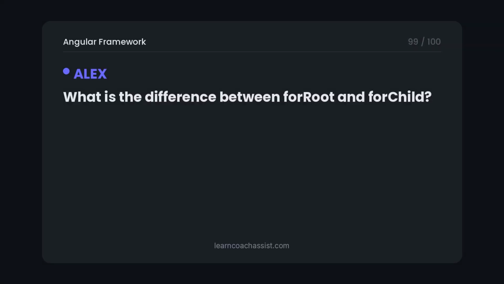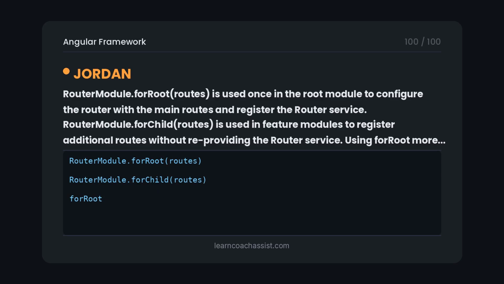What is the difference between forRoot and forChild? RouterModule.forRoot(routes) is used once in the root module to configure the router with the main routes and register the router service. RouterModule.forChild(routes) is used in feature modules to register additional routes without re-providing the router service. Using forRoot more than once causes unexpected behavior.